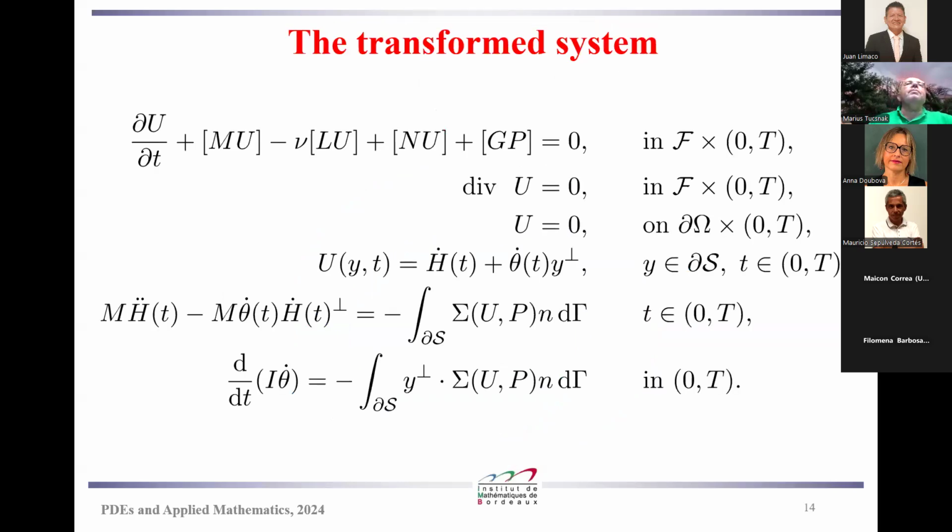Once we have done this, our system becomes a system written in a fixed domain, still with free divergence, but with much more complicated operators, L instead of the Laplacian, N instead of the nonlinear term, an extra term mu, which comes just from the change of variable. So the Navier-Stokes equation becomes a more complicated one, where the operators M, L, N, G depend on capital H and on the angle theta.